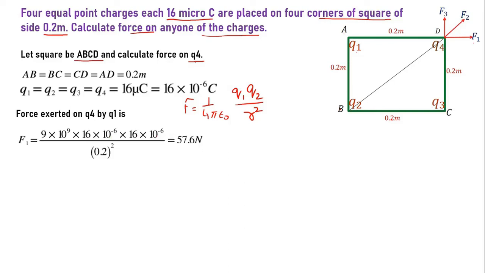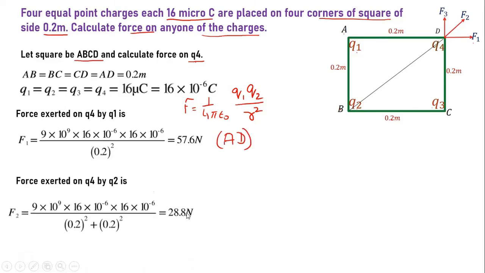So what is R square? R square is the distance between the 2 point charges. So here the distance will be between A and B, which is 0.2. So we have to do the 0.2 whole square. On solving this part, we will get the value 57.6 Newton and it's in the direction along AD. So we have to mention the direction as well.